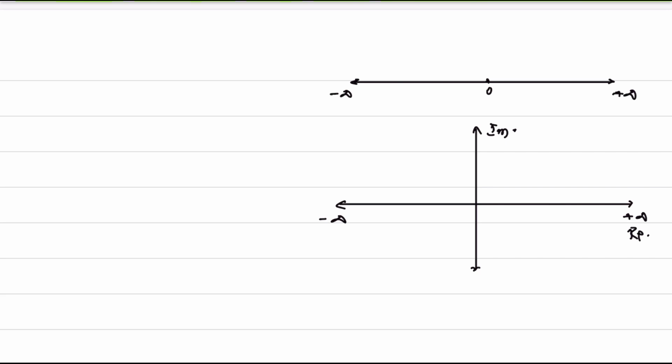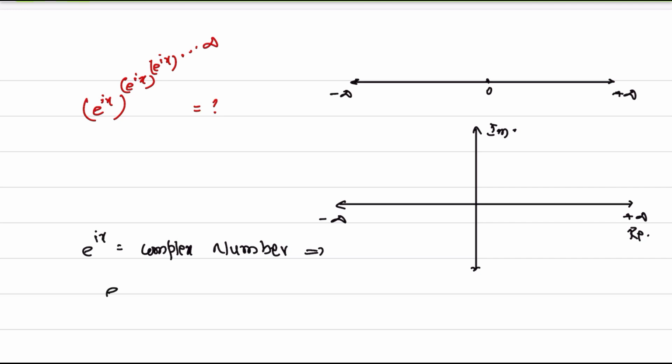Here, what is the problem? We have to find out e to the power of ix. It's a complex number. Yes. I have already defined in the last class. What is e to the power of ix? It is e to the power of a complex number to the power of the same complex number to the power of the same complex number up to infinity. e to the power of ix is a complex number. Its value is cos x plus i sin x.